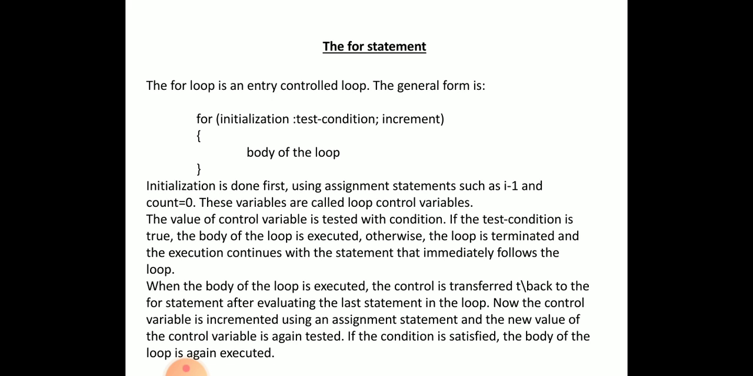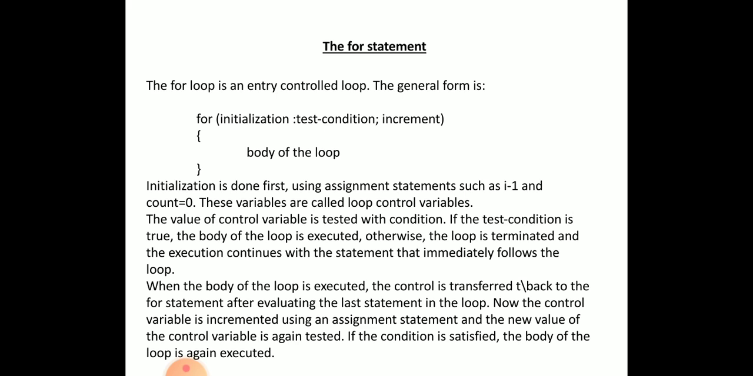In that we initialize a control variable and then at the second part it checks for the condition. If the condition becomes true, the body of the loop will be executed and then the third part of the for loop, that is the incrementation part, will be done. After incrementing the control variable, it again checks for the condition.